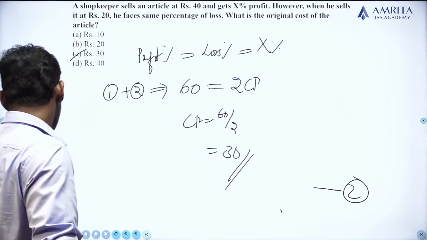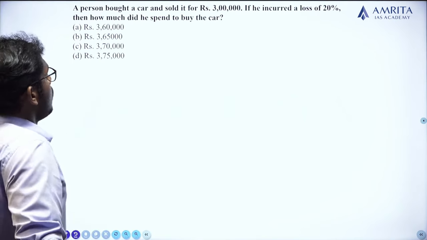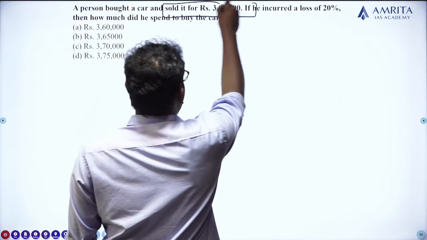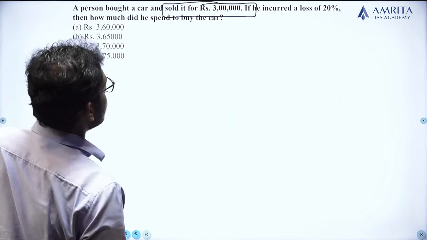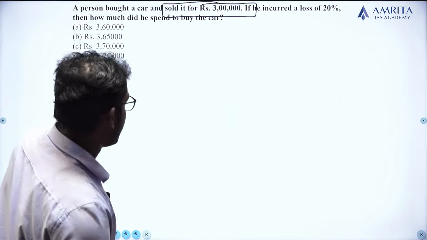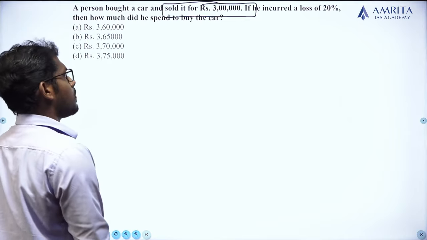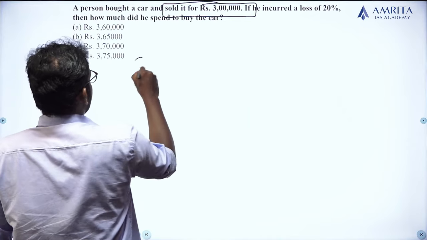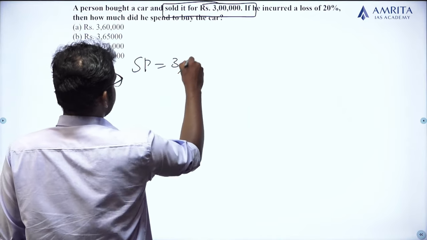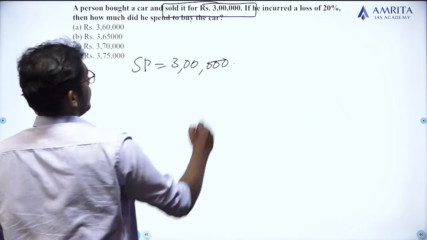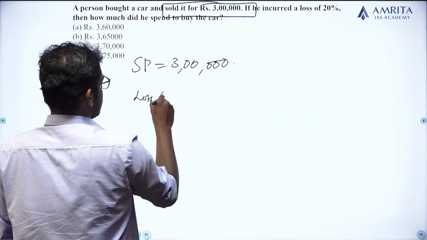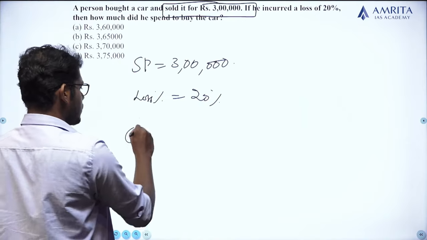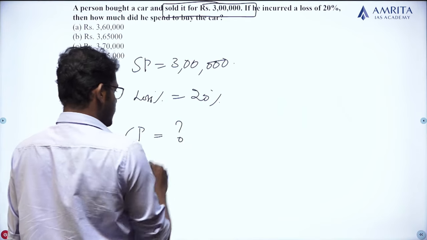Simple idea. Next question. A person bought a car and sold it for rupees 3 lakh. If he incurred a loss of 20%, then how much did he spend to buy the car? Okay, fine. So the selling price is 3 lakh and the loss percentage is 20%. We have to find the cost price here.